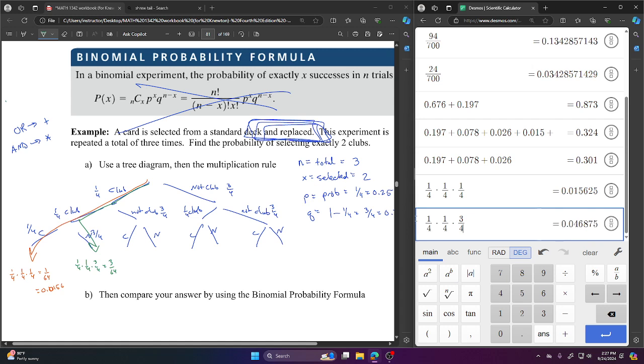But, you know, this is all just what they're trying to show here in a second. 0, 4, 6, 8. That's close enough. Just doing a rough approximation.